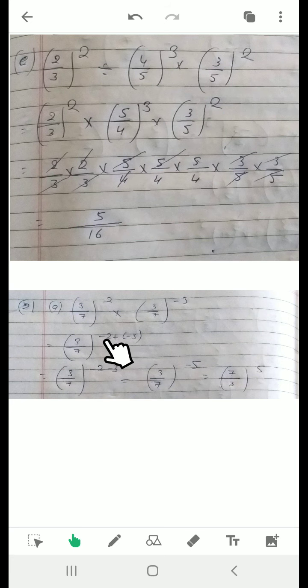So directly I can write minus 2 plus minus 3, then it will be minus 2 minus 3, that will be minus 5. Now as we need to write the answer in positive exponent, this minus 5 I need to convert into plus 5, so this term will be reciprocal, then it will be 7 upon 3 power plus 5.